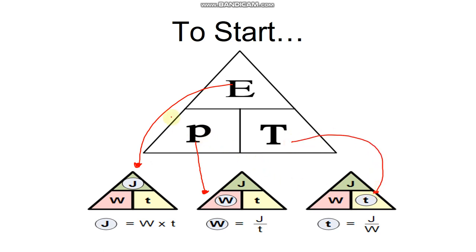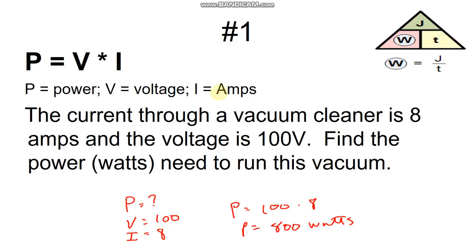Now, you can use this triangle to solve for the unknown. Power is equal to energy divided by time. Energy is equal to power times time. And time is equal to energy divided by power. And we'll come back to this little triangle in the near future.